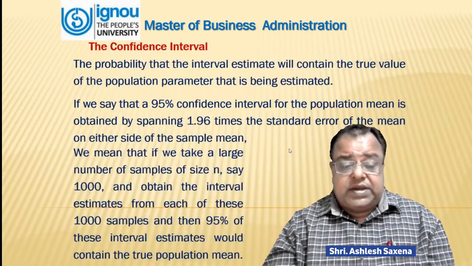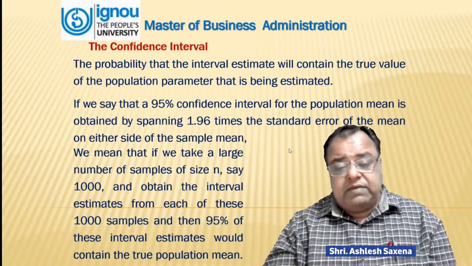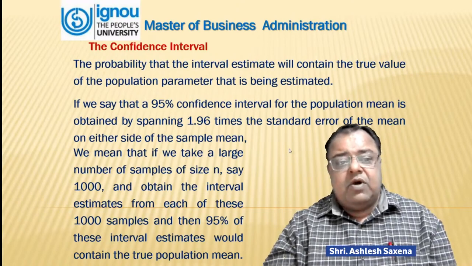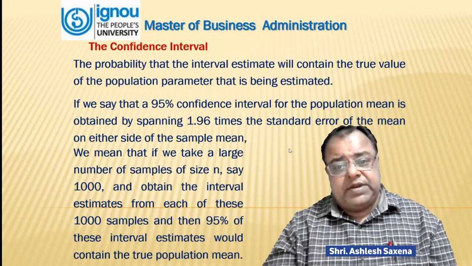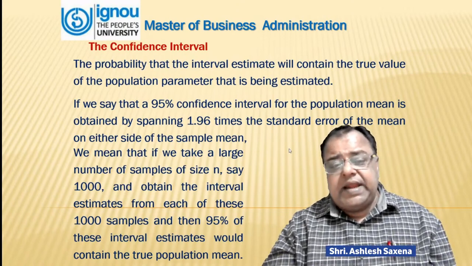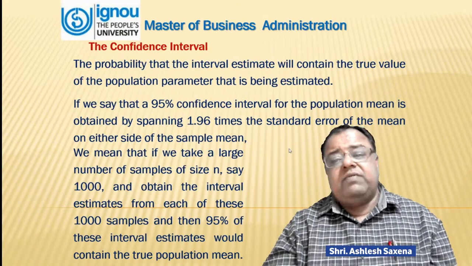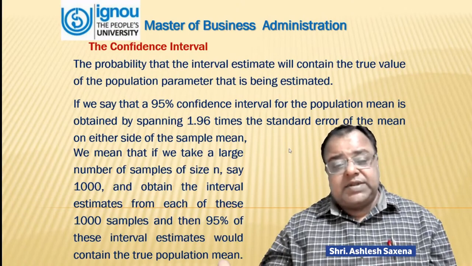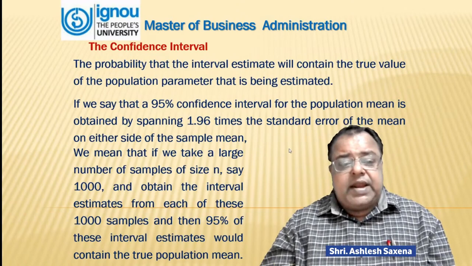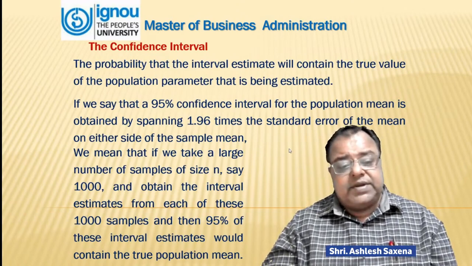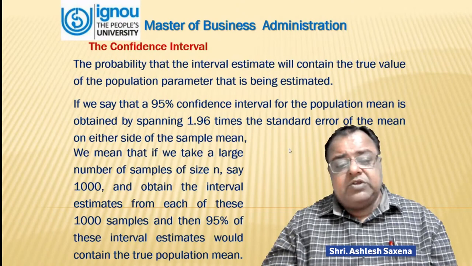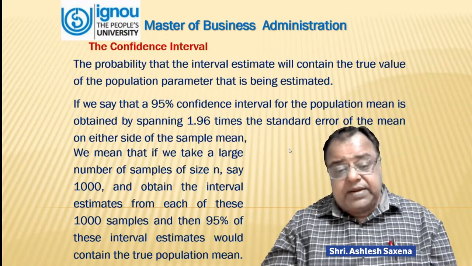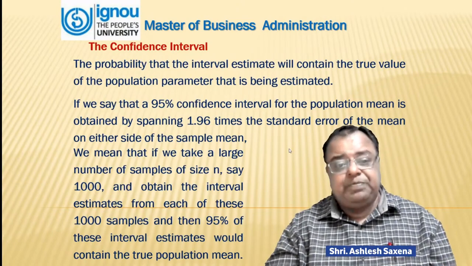Now, what is a confidence interval? It is the probability that the interval estimate will contain the true value of the population parameter that is being estimated. If we say that a 95% confidence interval for the population mean is obtained by spanning 1.96 times the standard error of the mean on either side of the sample mean, we mean that if we take a large number of samples of size n, say 1000, and obtain the interval estimate from each of these 1000 samples, then 95% of these interval estimates will contain the true population mean.